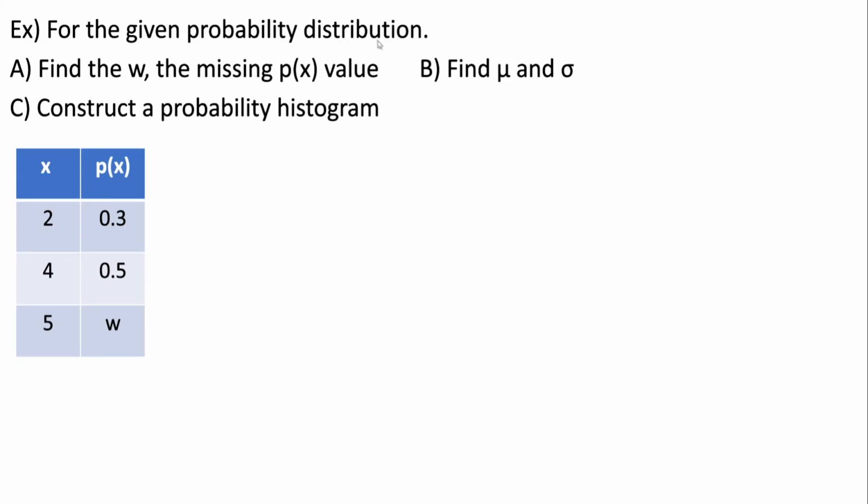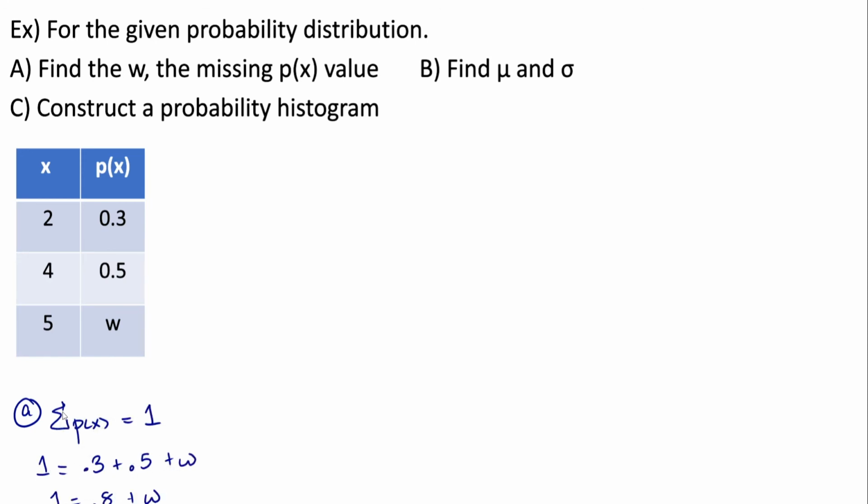So here we're being given a probability distribution. They're asking us to find the missing value. Then they're asking us to find the mean and standard deviation. And then they're asking us to construct something called the probability histogram. So for part A, we have to make use of that fact.